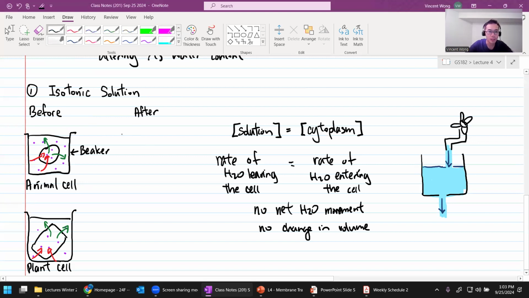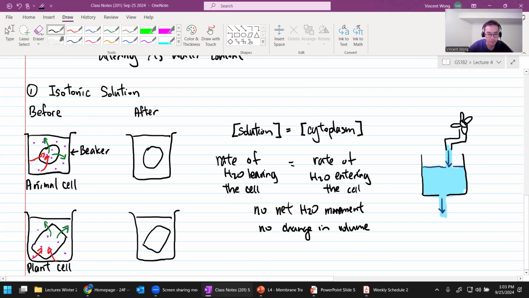So afterwards, what do we see? What would happen? Nothing happens. Animal cell is going to stay the same. I'm not going to draw the dot because I don't want to confuse you. Plant cell is going to be the same. Okay. So for animal cells, they are happy.